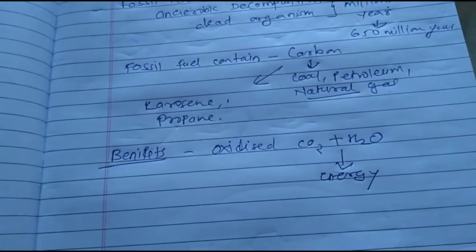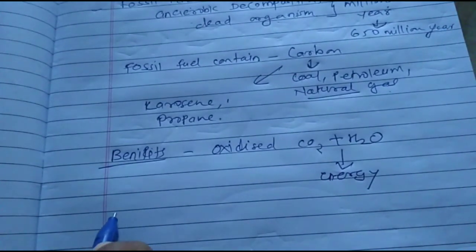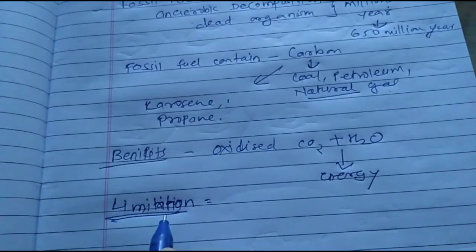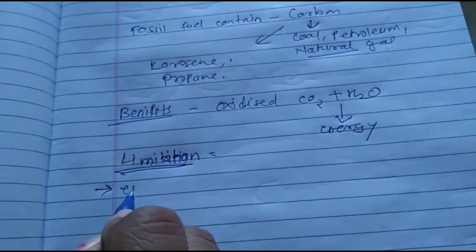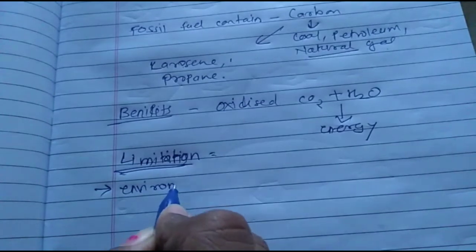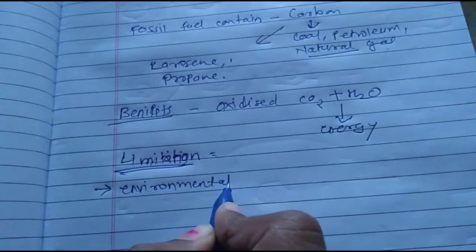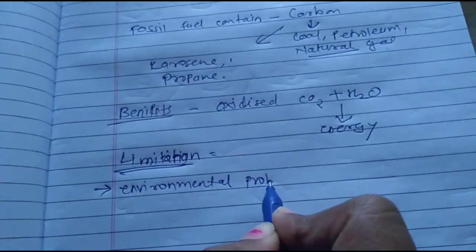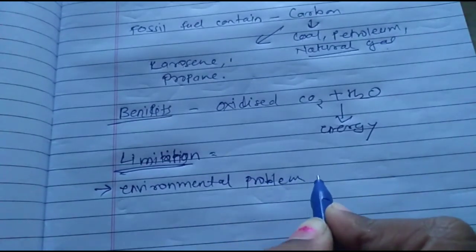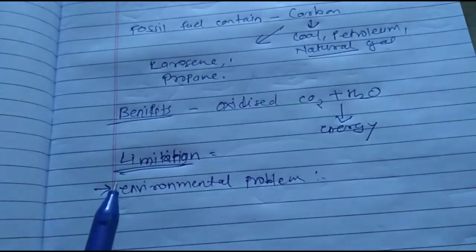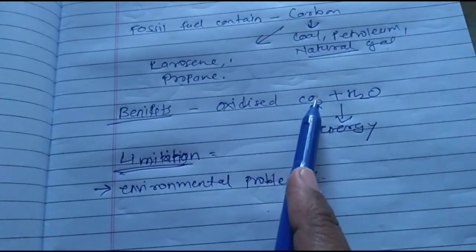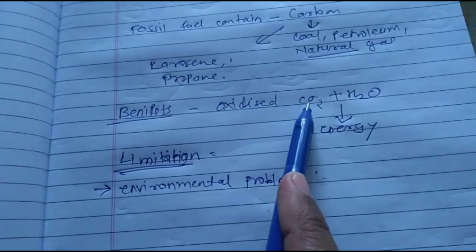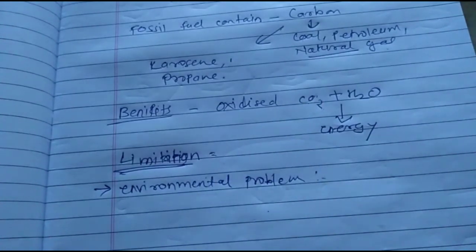But besides that, it has some limitations. The use of fossil fuel raises a serious environmental problem. Why? Because whenever we oxidize this fossil fuel, it produces a large amount of carbon dioxide, and this carbon dioxide pollutes the environment.